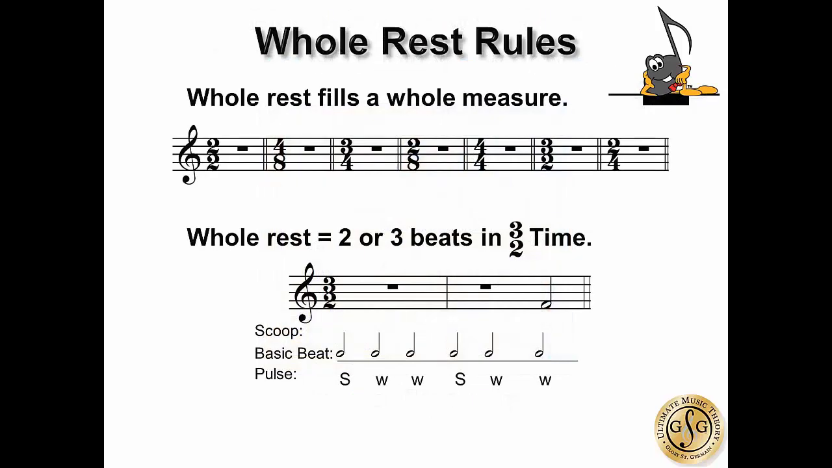A whole rest fills a whole measure with silence in any time signature. However, there are 2 exceptions to break the rule when it doesn't fill a whole measure. In 3/2 time, a whole rest receives 3 beats of silence and is used for a whole measure, strong plus weak plus weak. In 3/2 time, a whole rest receives 2 beats of silence for beats 1 and 2, strong plus weak, when a half note value is on beat 3.